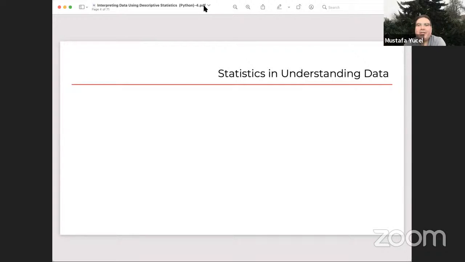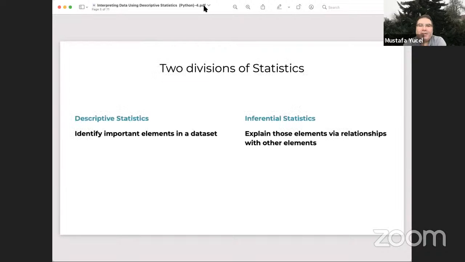Statistics in understanding data. As you know, we are dealing with data everywhere, and there are two divisions of statistics. These are descriptive statistics, which we will talk about today, and the other one is inferential statistics. In descriptive statistics, we identify important elements in a data set. In inferential statistics, we explain those elements via relationship with other elements. This is a little more advanced than descriptive statistics, but descriptive statistics is still very important in understanding your data.